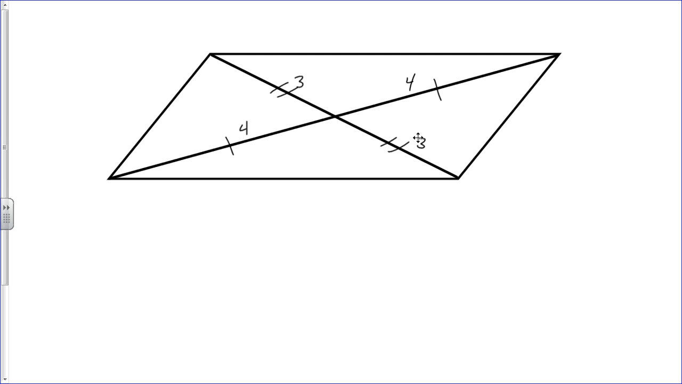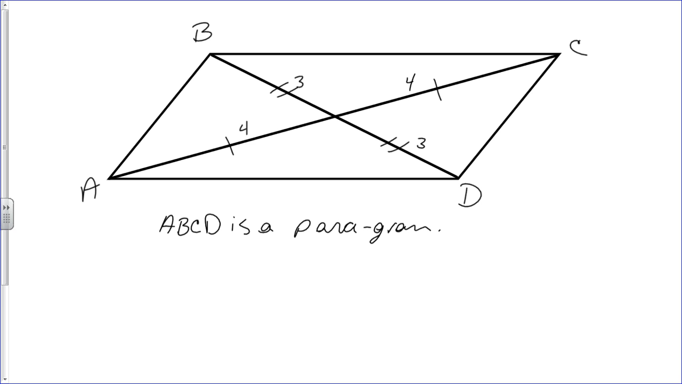So whether they have numbers or the tick marks to show them congruent, that is enough information to prove that this is a parallelogram. Okay, so quadrilateral ABCD, so ABCD is a parallelogram. I'm going to say "parallelogram." I don't feel like writing it.